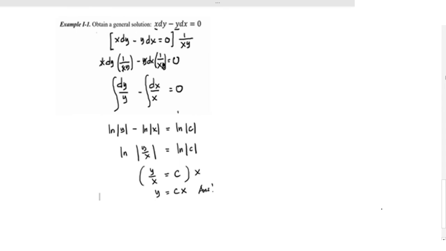In conclusion, we can use any symbol for the constant. We can use ln of c or simply c. Then we can also include numerical coefficients such as 1/2. So we can use c over 2, or we can use a trigonometric function such as sine of c, or any other symbols as long as there is no variable.